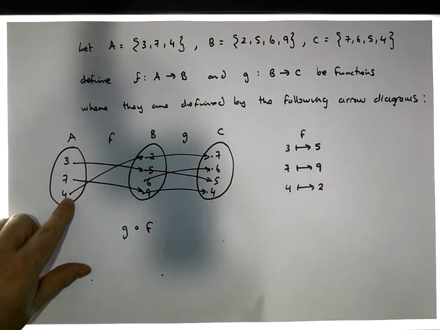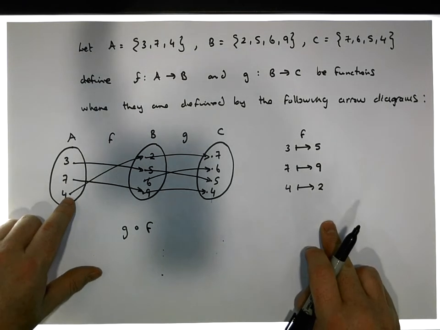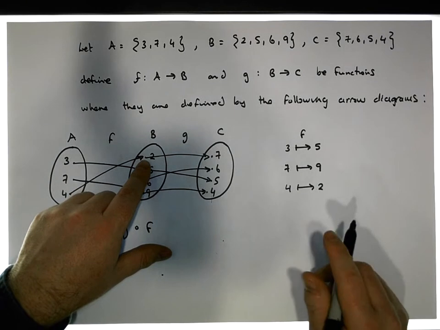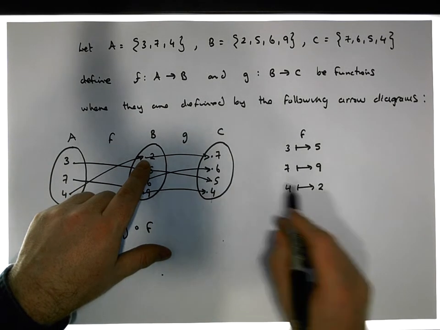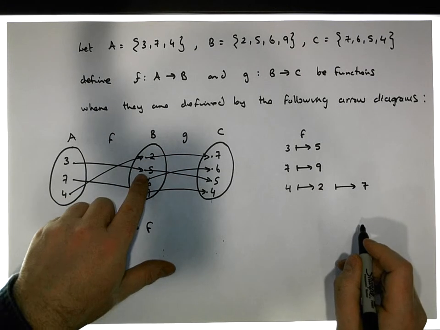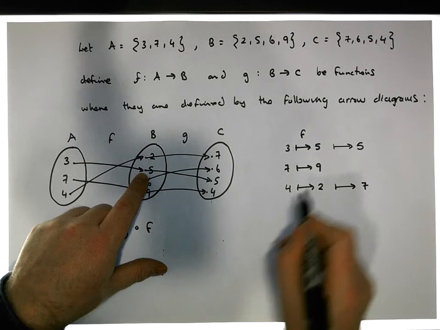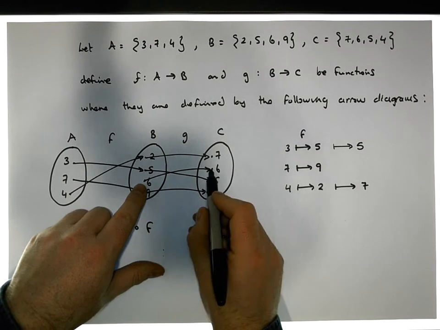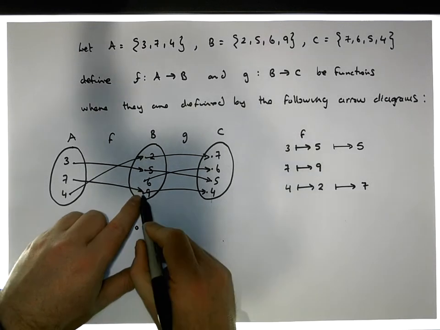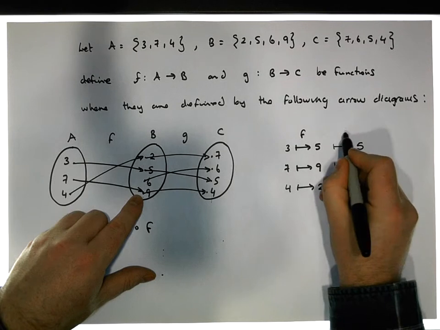Now what happens to these particular values? The function g takes the value 2 to 7. The value 5 is taken to 5. The value 6 is taken to 6, but we don't have any 6's being mapped here, and that's okay. The value 9 is taken to the value 4. So this is g.